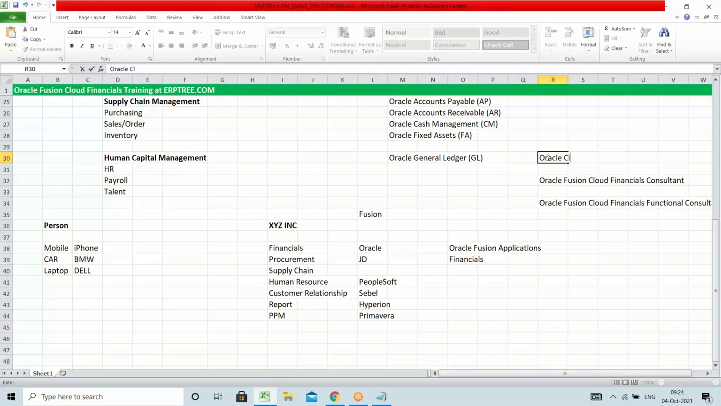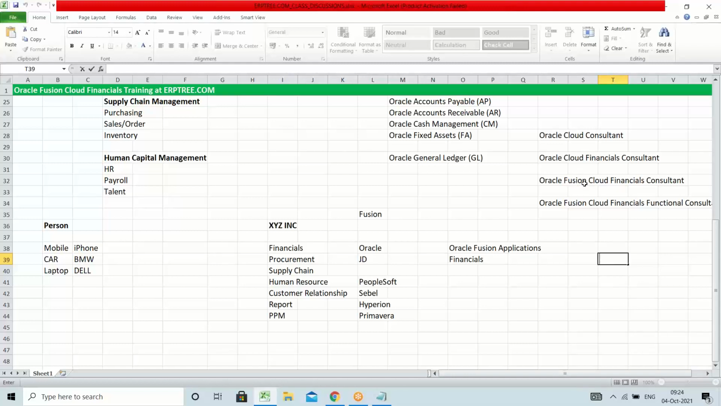Or else simply you can say Oracle Cloud Financials Consultant, or say Oracle Cloud Consultant. Very high level, this is what we use generally. More or less, you can find it everywhere. Oracle Cloud Financial Consultant.